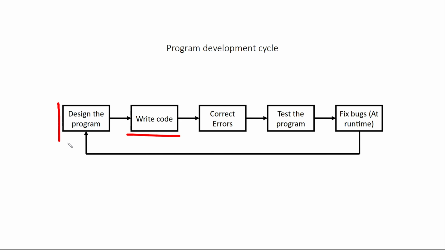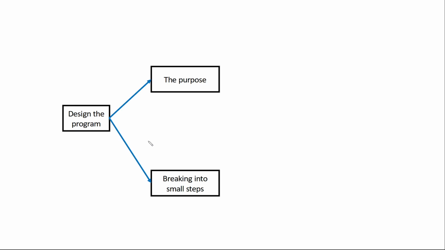So there are two main tasks in this stage. The first one is the purpose. You need to know what you need to do in your program. What is the output? And the second one is breaking your work into small steps.